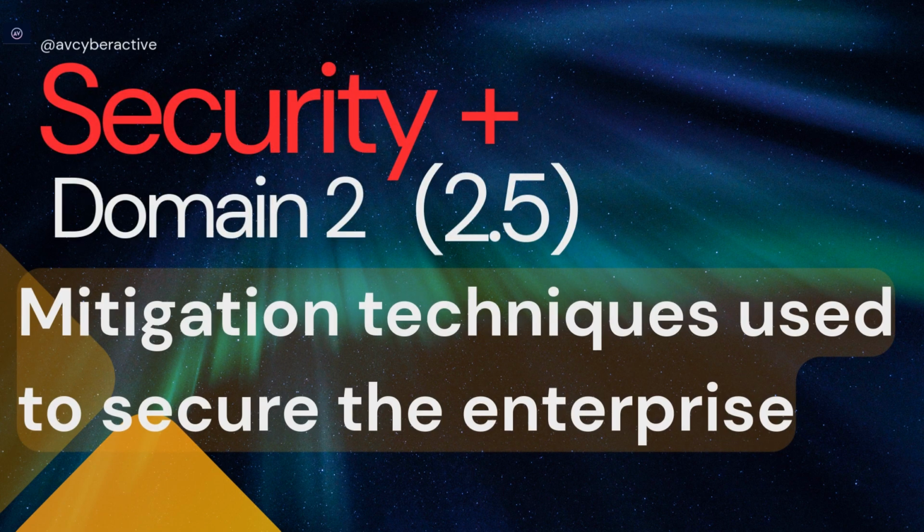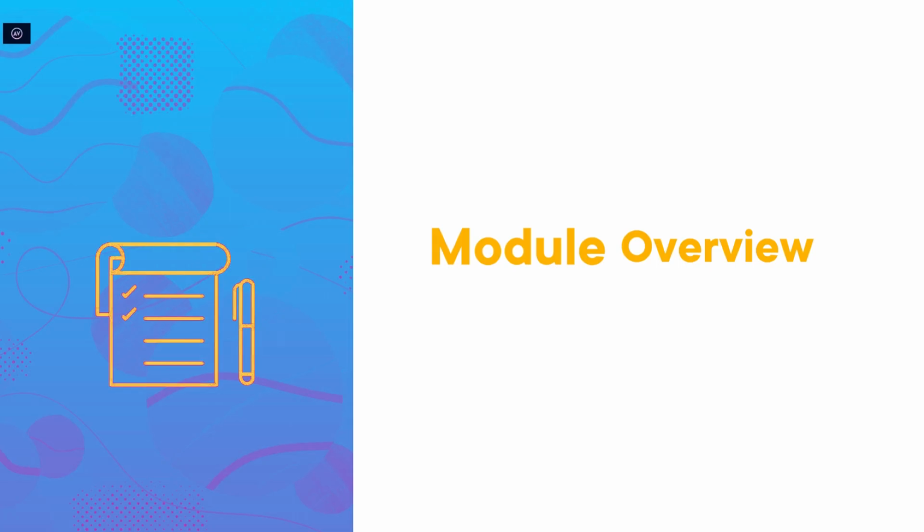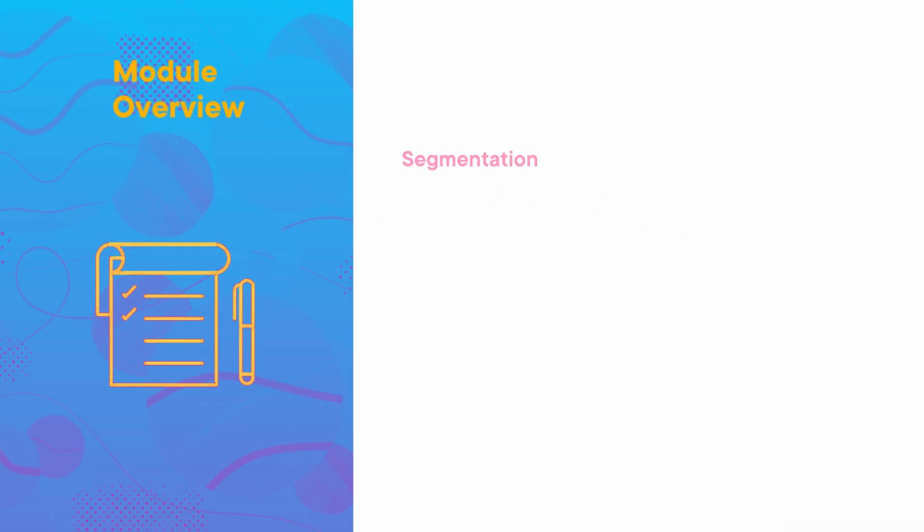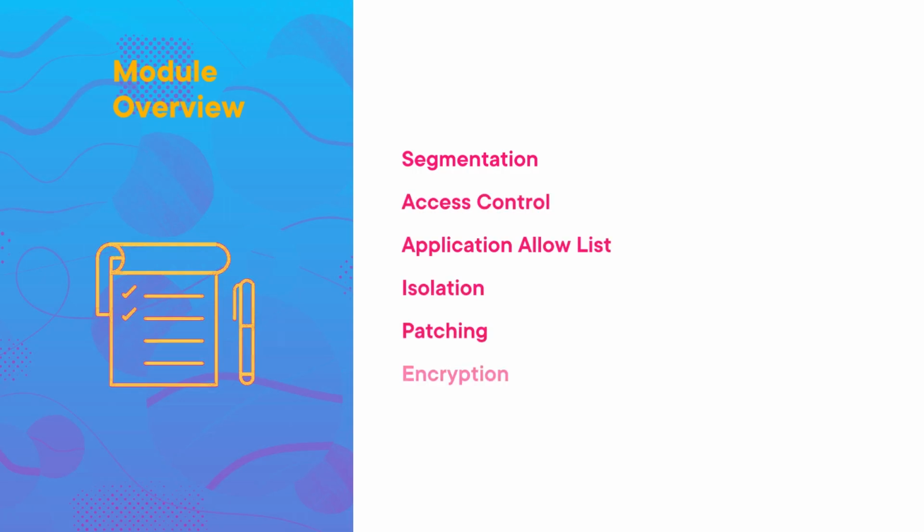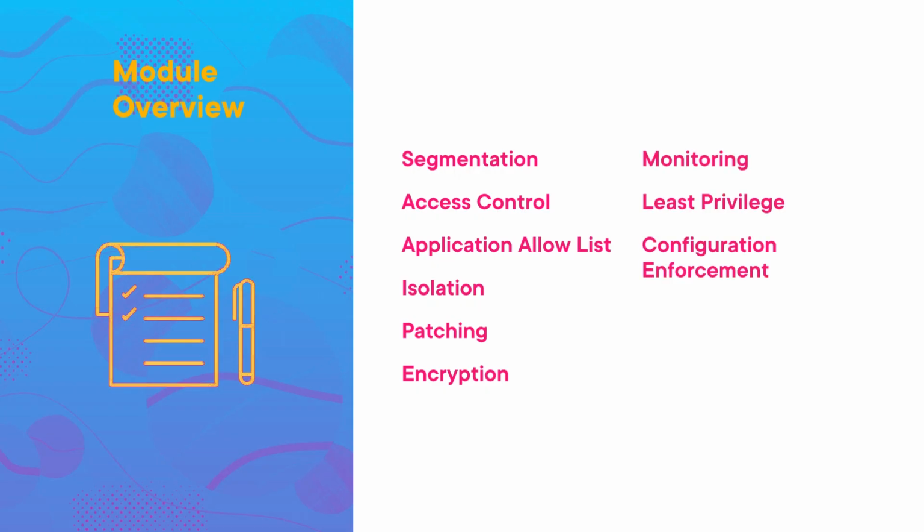In this module, we are talking about mitigating techniques to secure the enterprise. Let's go ahead and take a look at what we'll cover today. We'll be talking about segmentation, access control, application allow listing, isolation, patching, encryption, monitoring, and concepts of least privilege, configuration enforcement, and hardening techniques as well.